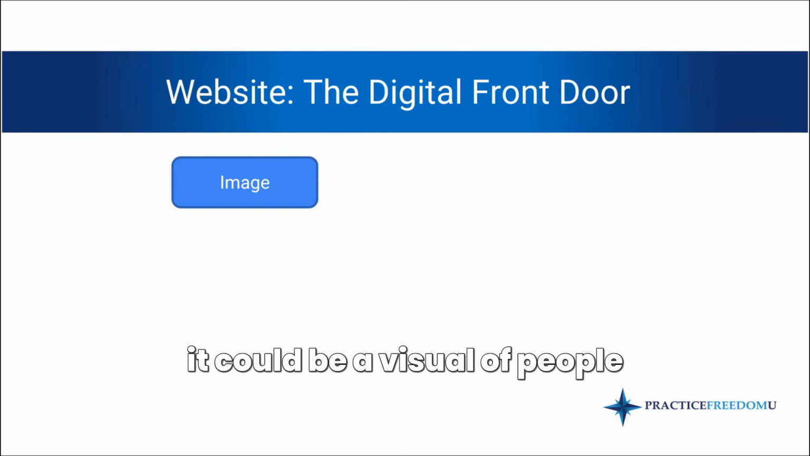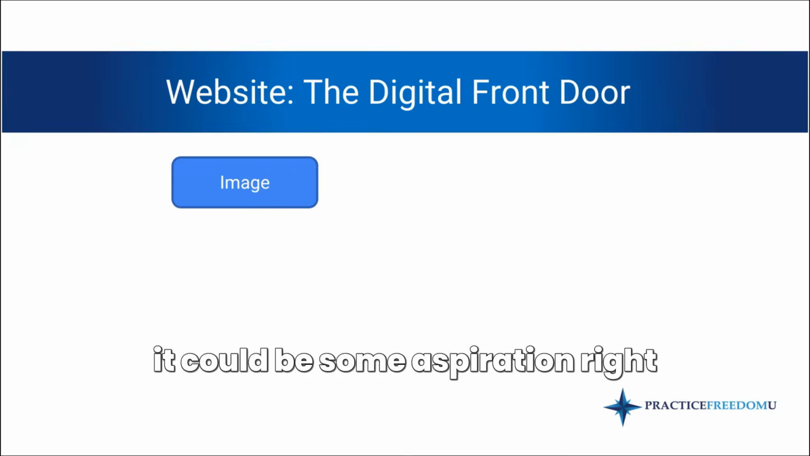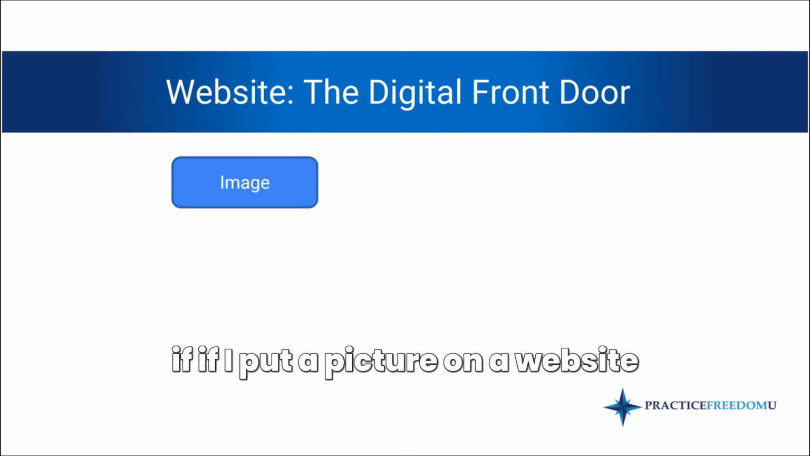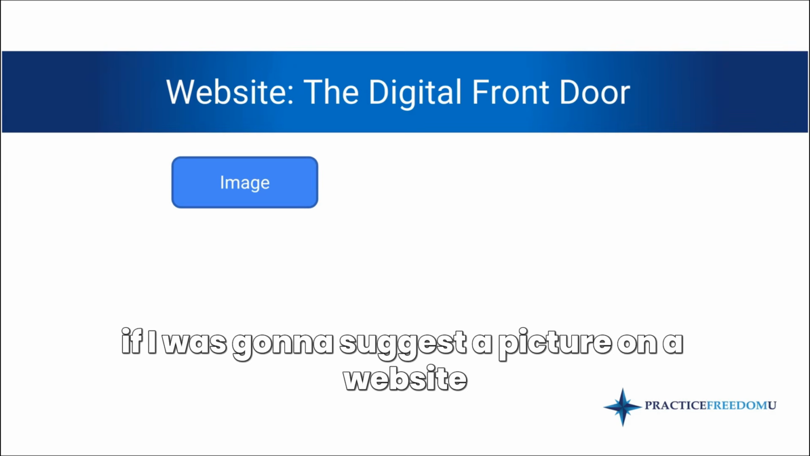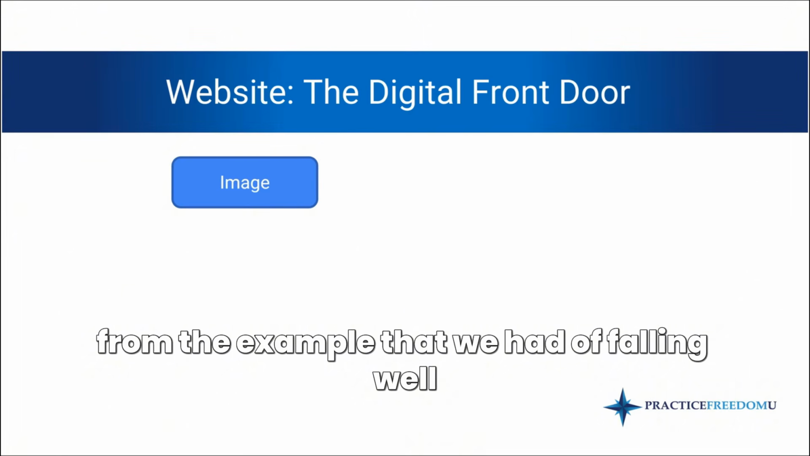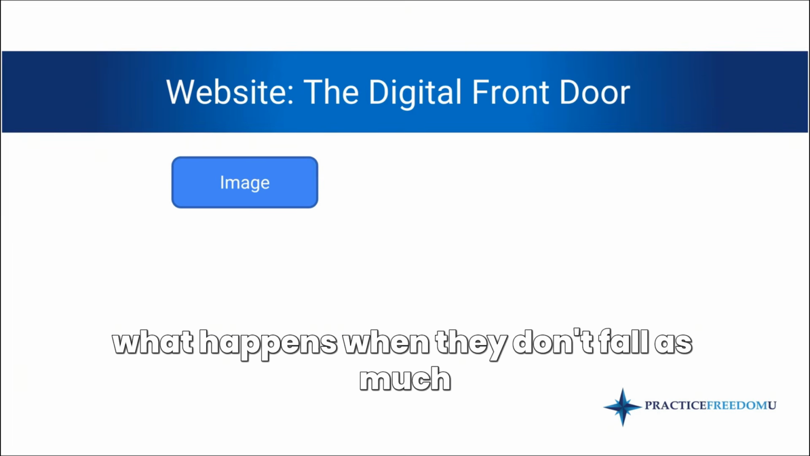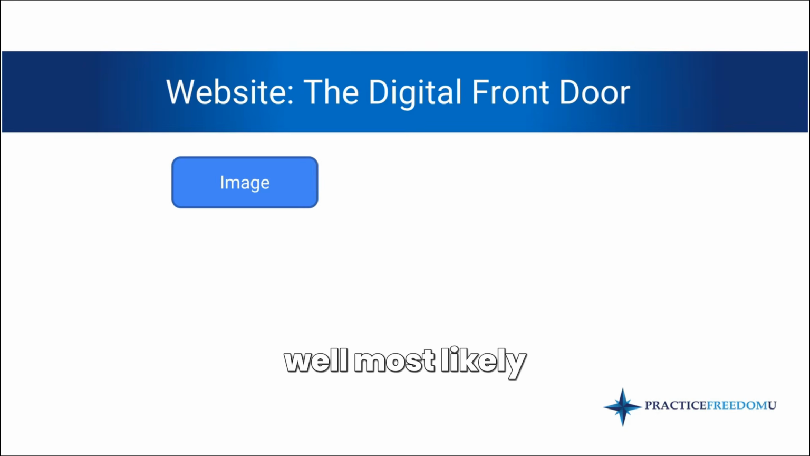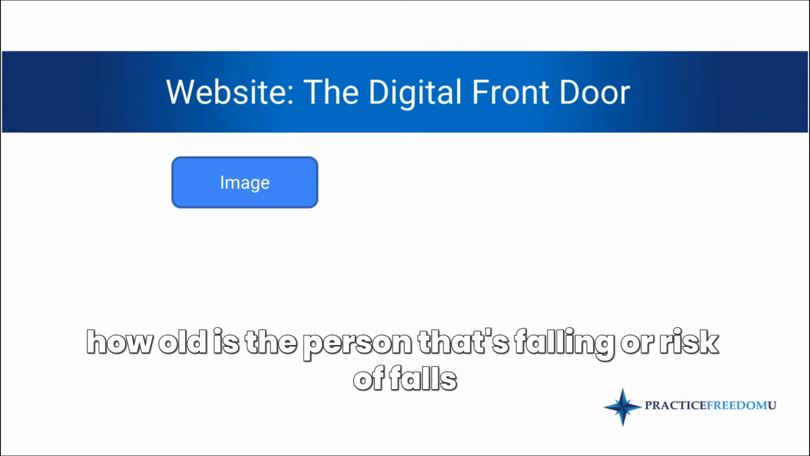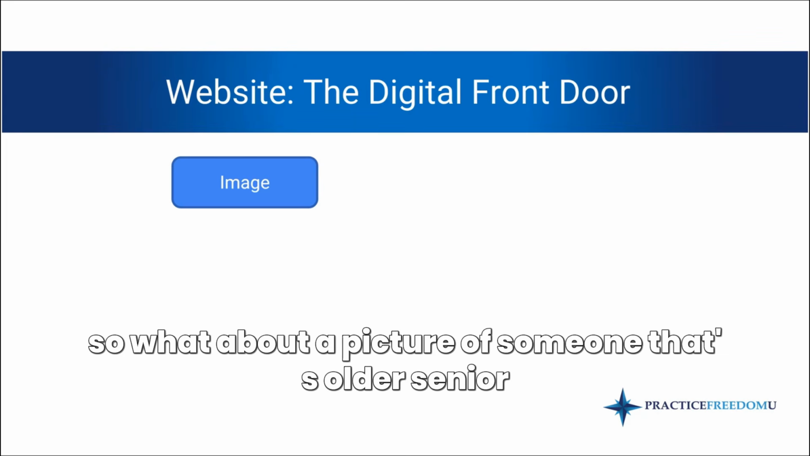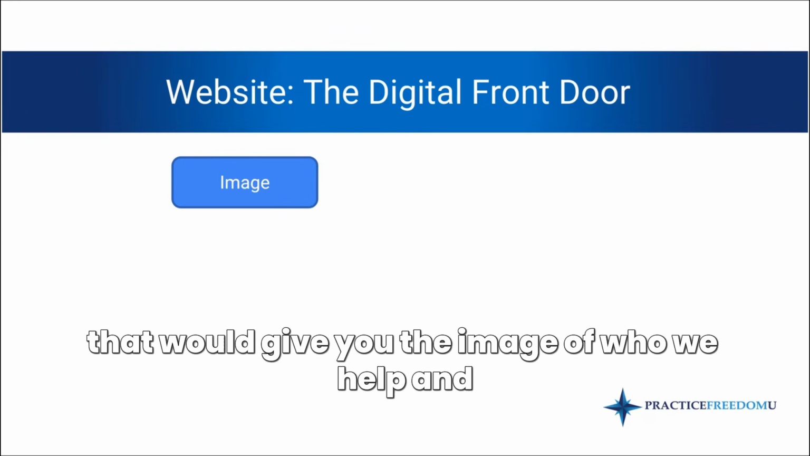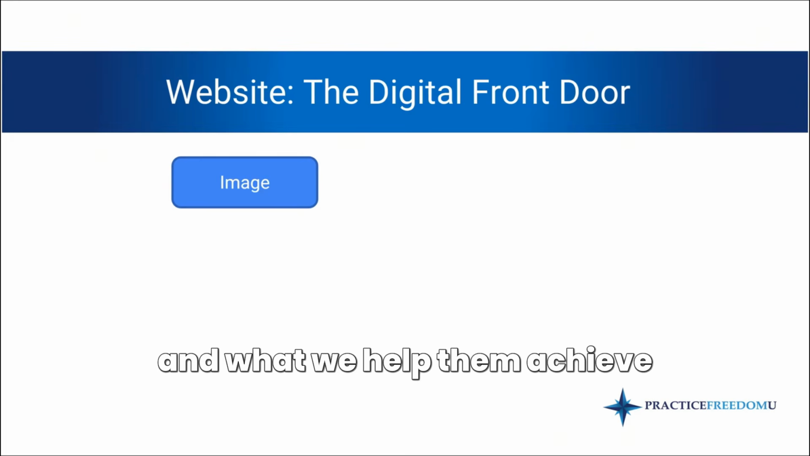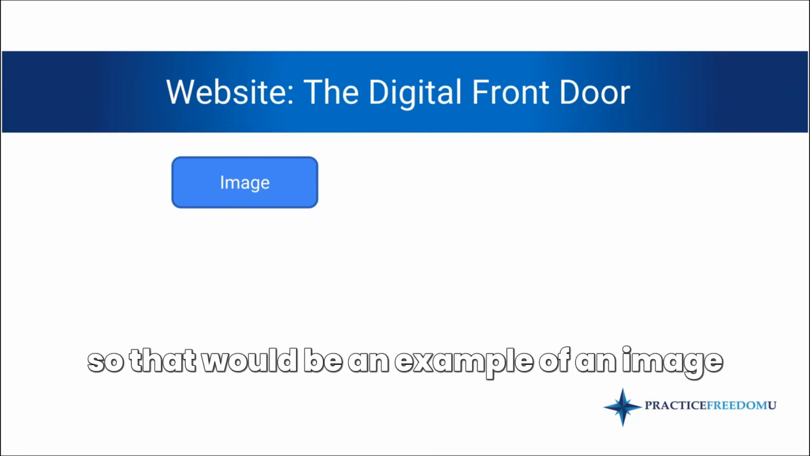It could be a visual of people. It could be of your clinic. It could be some aspiration, right? If I was going to suggest a picture on a website from the example that we had of falling, well, what happens when they don't fall as much? They're outside. Well, most likely, how old is the person that's falling or at risk of falls? Probably older. So what about a picture of someone older, a senior, playing with their grandkids? That would give you the image of who we help and what we help them achieve. So that would be an example of an image.